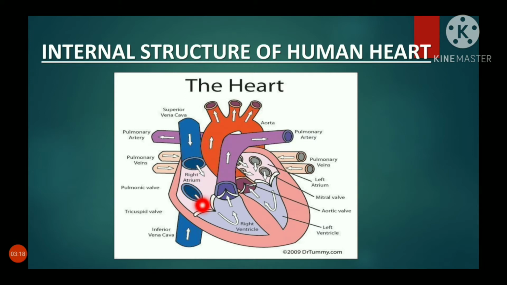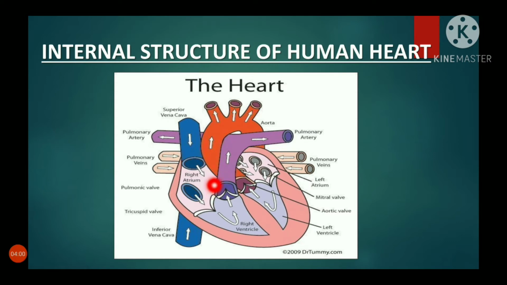The right atrium receives deoxygenated blood from different parts of the body through the superior vena cava and inferior vena cava. From this blue color you can see these two allow the deoxygenated blood to enter the right atrium. And the left atrium brings the oxygenated blood from the pulmonary veins. You can see the arrow over here.